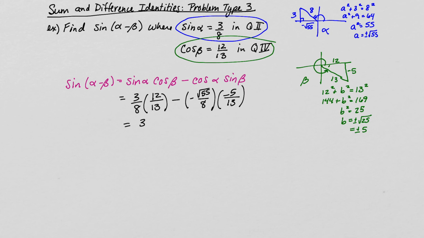So if I work these out, I get 36 over 104 minus 5 square root of 55 over 104. So this would be 36 minus 5 square root of 55 all over 104. So it's not too terrible. You just have to make the triangle for each one of those and then just calculate from that triangle exactly what it is that you're looking for.